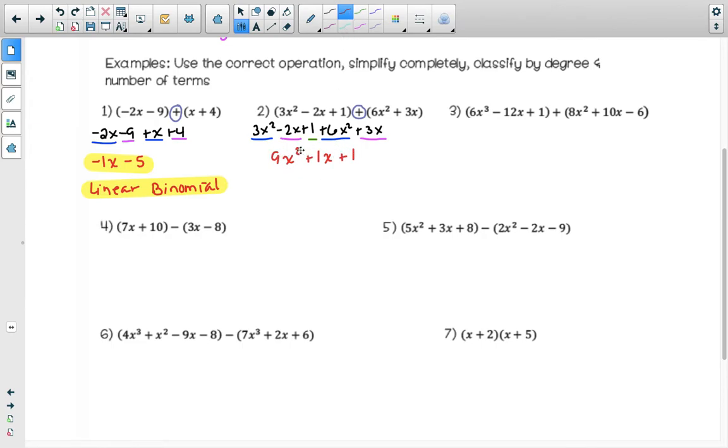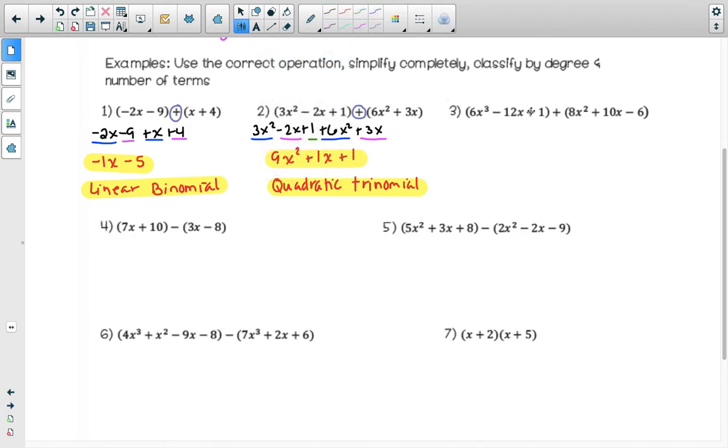We can now call it by its name. The highest exponent is a 2, which is called a quadratic. And it has 1, 2, 3 terms. So that's called a trinomial. So our final answer is 9x squared plus 1x plus 1, and it's a quadratic trinomial.